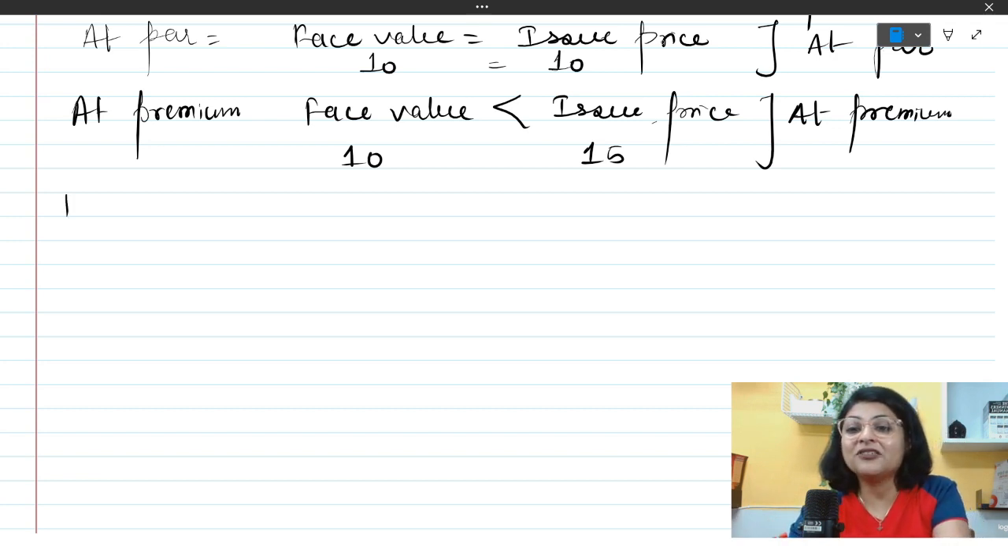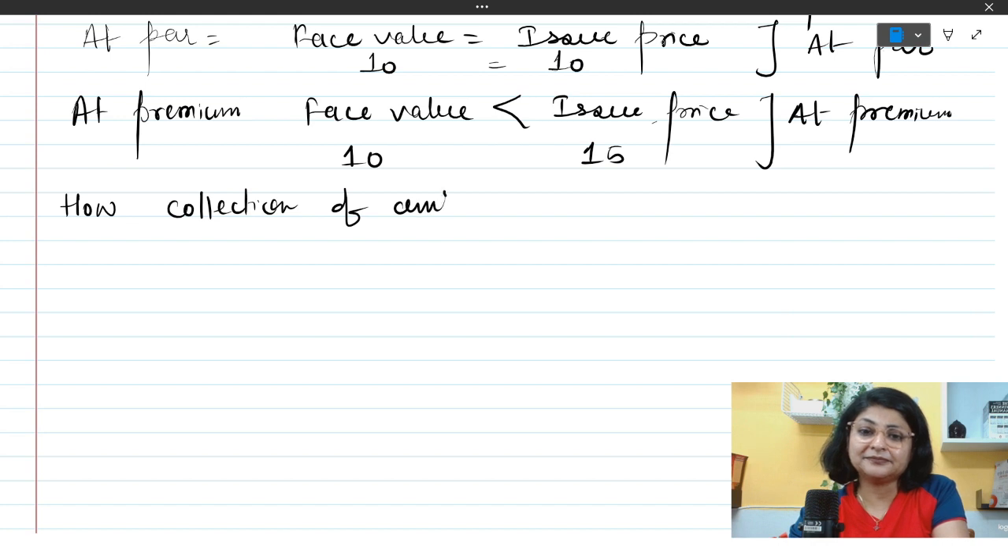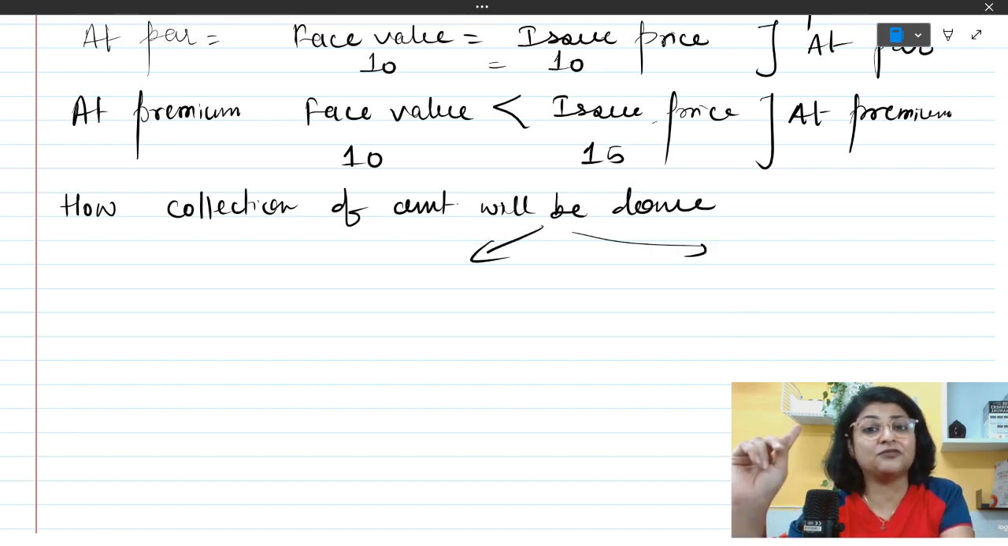Now, how will the collection of amount be done? How will the amount be collected? It means the company can collect the entire amount at one go, which is called lump sum.